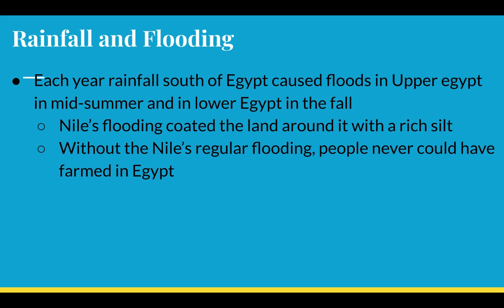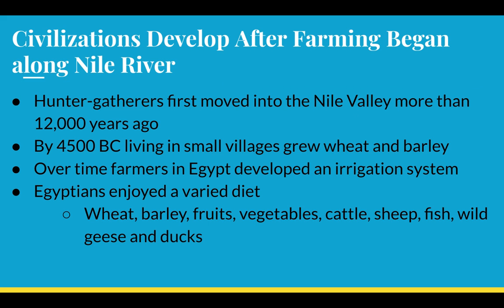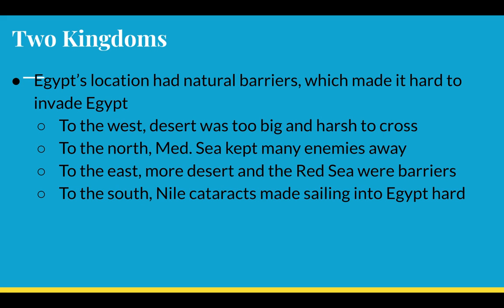The Nile's flooding coated the land around it with a rich silt. And without the Nile's regular flooding, people never could have farmed in Egypt. So civilizations do develop after farming began along the Nile River. Hunters and gatherers first moved into the Nile Valley more than 12,000 years ago. And by 4500 BC, they were living in small villages. They grew wheat and barley. And over time, farmers in Egypt developed an irrigation system. Egyptians enjoyed a varied diet of wheat, barley, fruits, vegetables, cattle, sheep, fish, wild geese, and ducks.